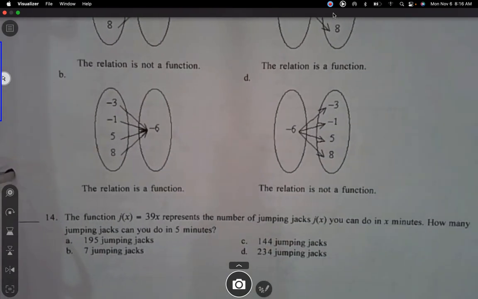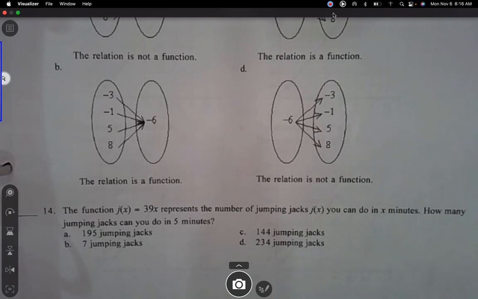This one is just like the other one, except they wrote the function for us. Remember that one that we had to do with the snail or something? This is the same thing. You can do 39 jumping jacks in X minutes. That's basically 39 jumping jacks per minute. So, how many jumping jacks in 5 minutes? What are you going to do with the 5? Multiply 39 times 5. That is the exact same question as the snail question. So, what is 39 times 5? So it's A. So 14 is A.